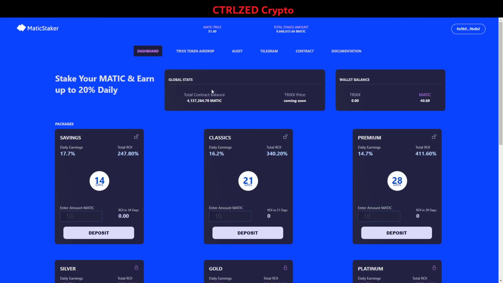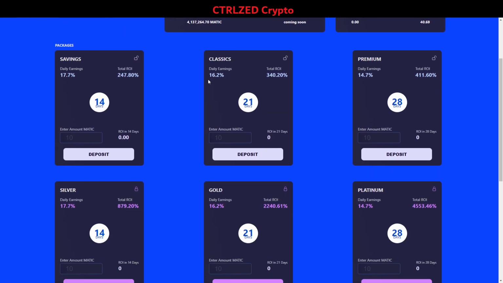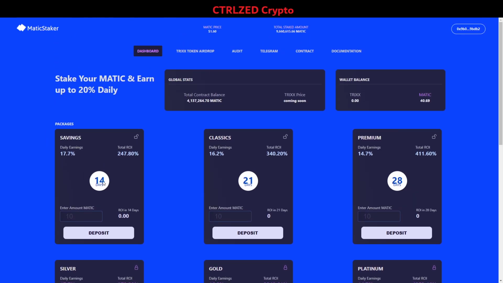Let's have a look at Maticstaker. Maticstaker is very popular at the moment, and as I mentioned in my last video, I've managed to put in some money and get a return out, and I put some more money in, essentially the same thing again, and we'll see if it lasts long enough to get a return out. Maticstaker, what I do appreciate about it is its simplicity.